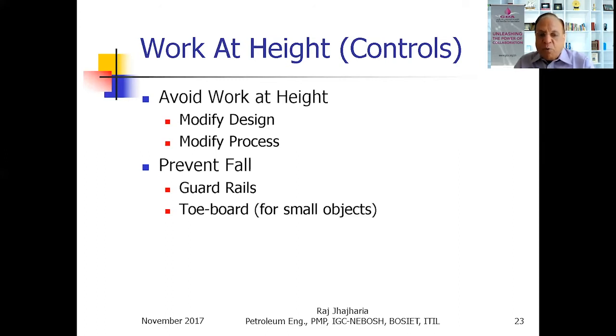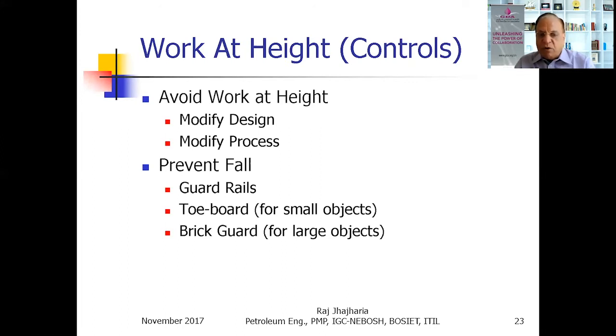Or you put a toe board. You might have seen at the top of the platform, you never have a flat platform. It will end with a little edge which protrudes upward, and that's called a toe board, so that even if something small slips from the platform, it will be stopped at the edge by the toe board. Brick guard, and for a large object you put a solid brick wall at the end of the edge.